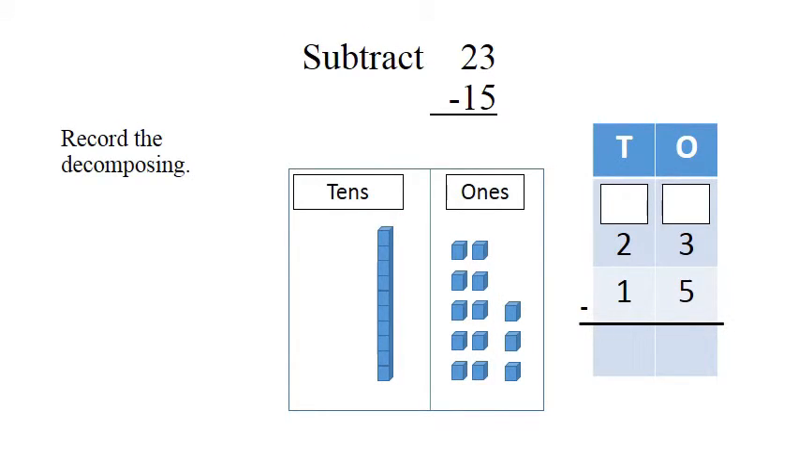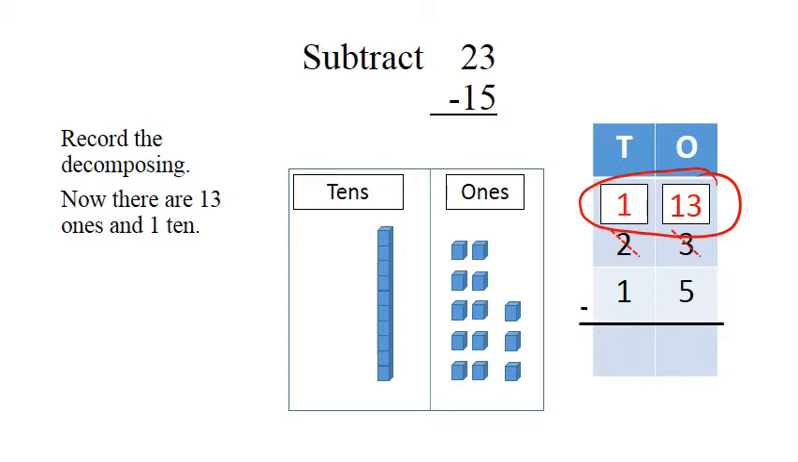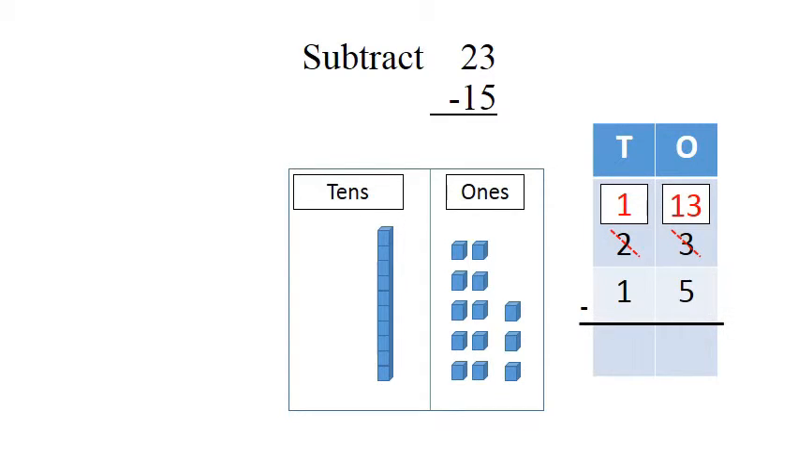Now I have to record our decomposition. Again, I started with 2 tens, but I had to take a 10 away from there. So I'm going to cross out my 2 tens. I'm going to show that I have 1 ten left. Then I have to cross out my 3 ones because I added 10 to them. So now I have 13 ones, just as shown over here. I know it was kind of backwards. Now I have enough to subtract because I have 13 ones and 1 ten.